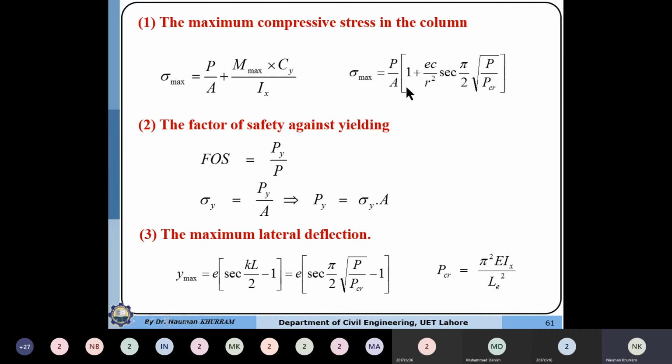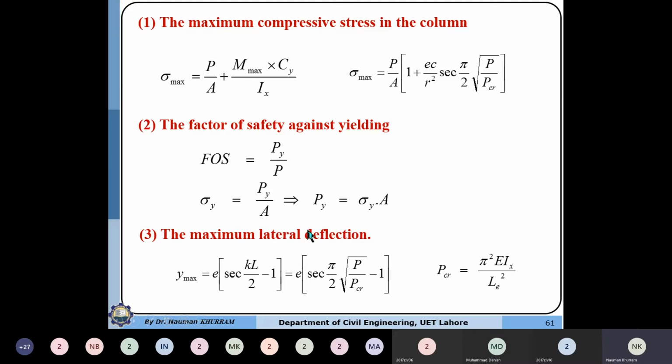So this equation you have to use by hit and trial. Hit and trial means that you will substitute this sigma maximum as sigma y, and by hit and trial you will use different load values in such a way that the right hand side will be equal to the left hand side. So when you determine the Py, Py divided by P will be equal to the factor of safety. So you are not going to use this equation.